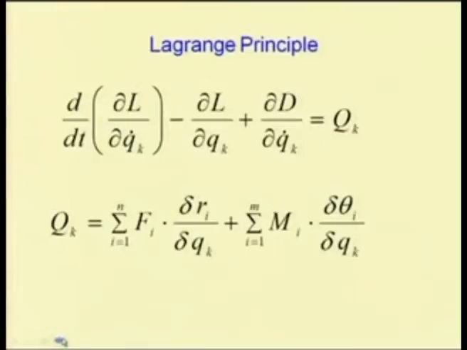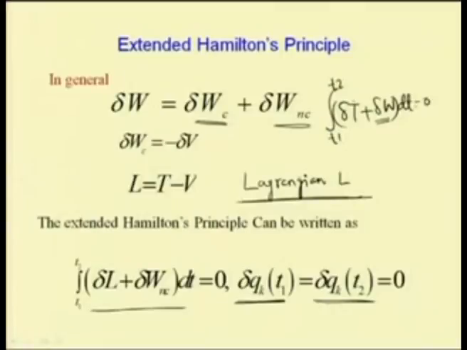So, from the extended Hamilton principle, one can derive the Lagrange principle, which is given by d by dt of del L by del Qk dot minus del L by del Qk plus del D by del Qk dot equal to 0. One may note that in case of the extended Hamilton principle, we have not considered friction in the system, but that can be added in the non-conservative work done.